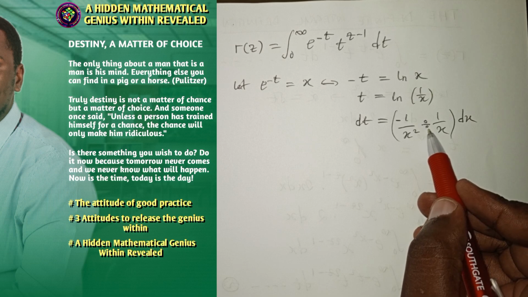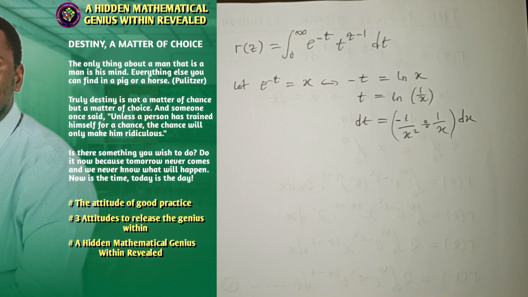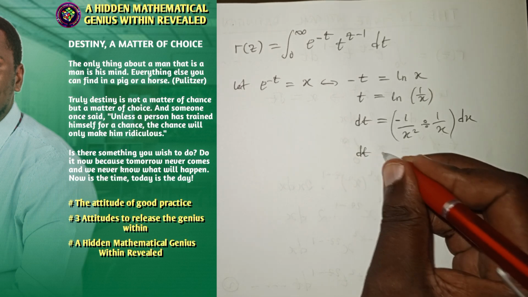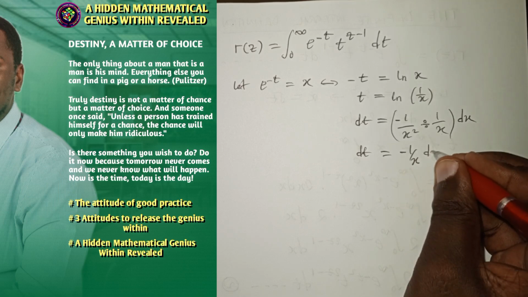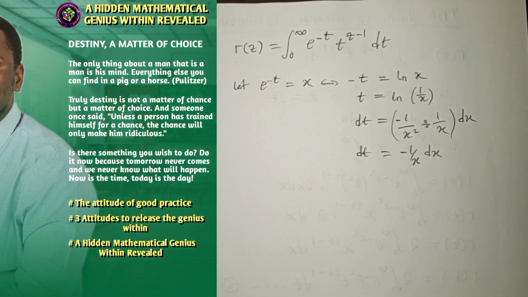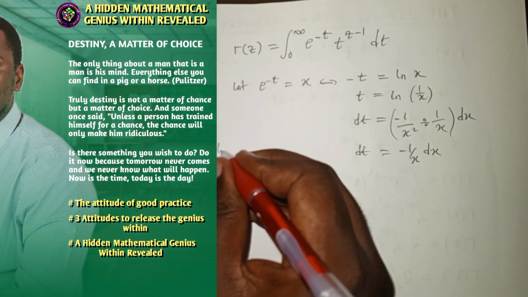When you divide these two, this will change to multiplication. We are going to have x over 1. X will cancel 1x there. So we are going to remain with minus 1 over x. So dt is equal to minus 1 over x dx. Okay, so now we can change the limits.